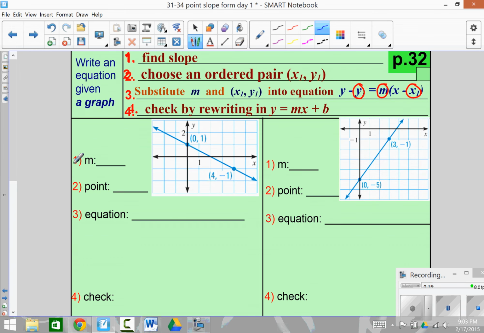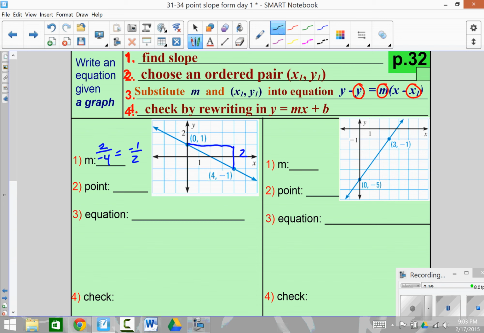All right, first step, find the slope. It looks like a negative slope. Let's just count rise over run. Rise 2, and backwards 1, 2, 3, 4. So it's rise positive 2, backwards negative 4. This is the same thing as negative 1/2, so that is our slope. I'm going to reduce it.